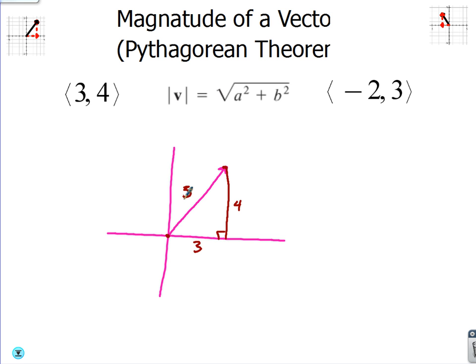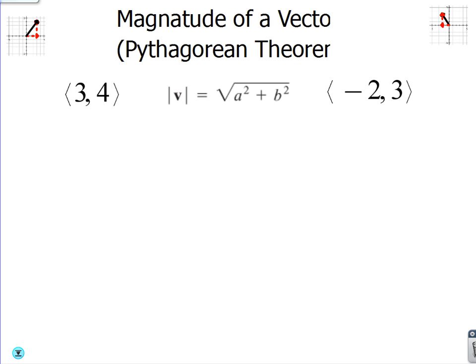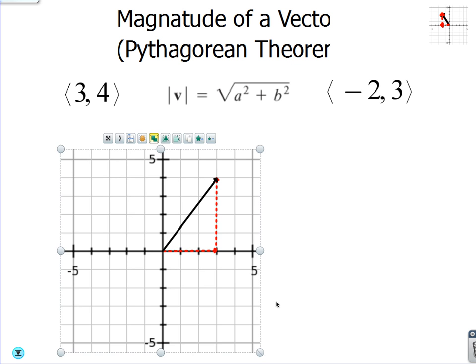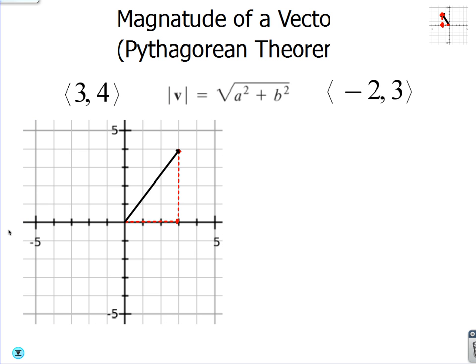To find the magnitude of a vector, you simply perform the Pythagorean theorem. A squared plus B squared is equal to C squared. Here's the formula. You see where it comes from? The magnitude of vector V is equal to the square root of A squared plus B squared. You'll get very good at doing that in your head. Here's a picture of the one that I just did. Here's your first vector, 3, 4. Drop a vertical, draw a horizontal. You've got a 3, 4, 5 right triangle.